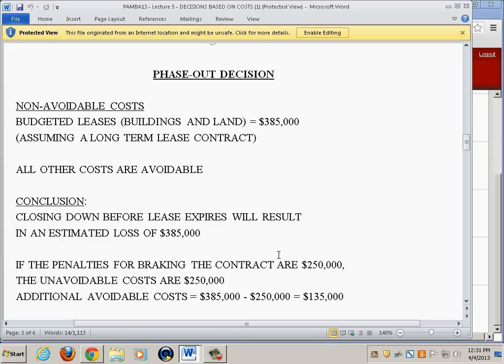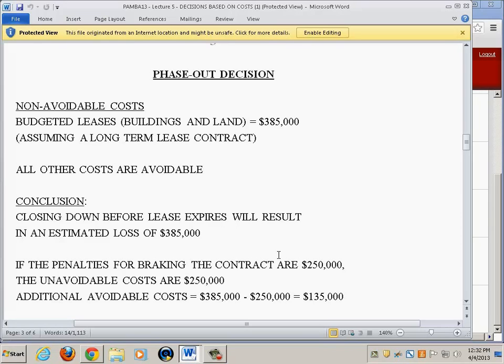Now, at 2014, it's a different decision, because at 2014, your lease expired, and the $385,000 are avoidable now. How are they avoidable? You don't have to sign a new lease. Nobody's going to force you to sign a new lease, right? So those costs are avoidable, and therefore they are relevant. And you may find out that at 2014 it's a good idea to phase out. But it's not a good idea to phase out 2013. If you'd phase out 2013, you'd lose money. So it's very important to make those decisions.